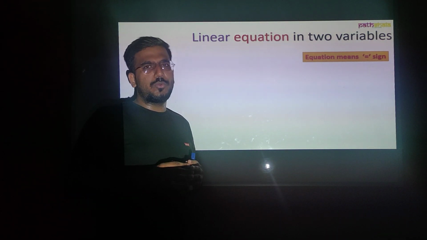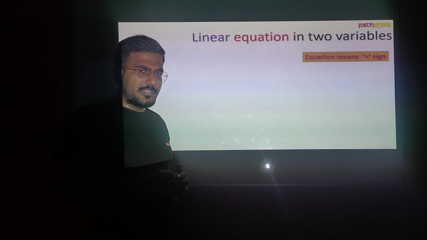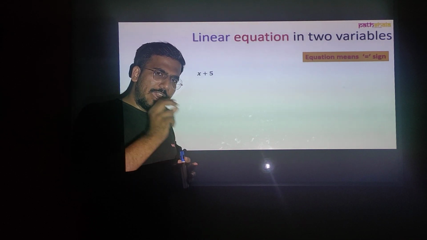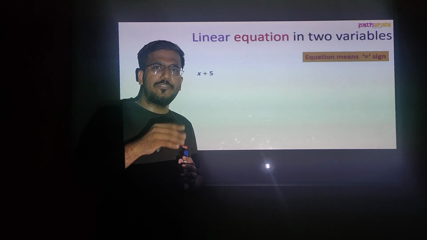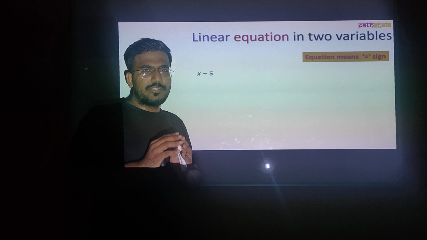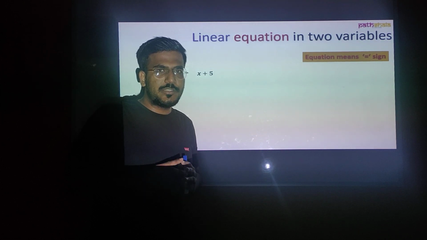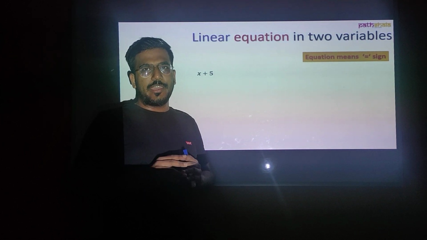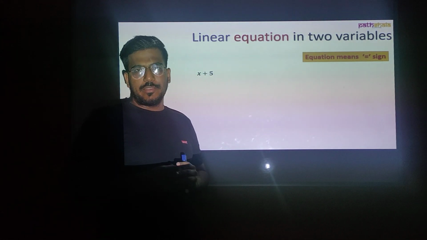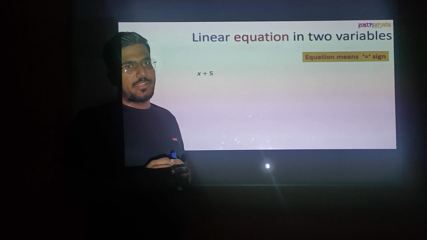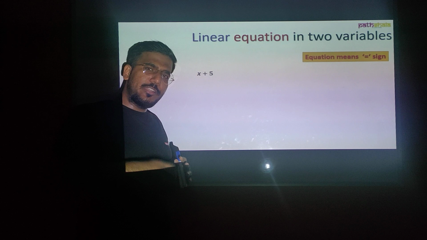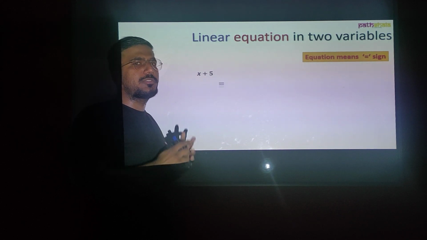Let's see some examples to understand this more clearly. Suppose we have x plus 5, in which we have a variable called x and a number, the number is 5. So x plus 5 together is called an expression. Is it an equation? Still it is not an equation. Why? Because for getting an equation, we should have an equal to sign, and till now there is no equal to sign in it. So this is called an expression. Now when will x plus 5 become an equation? When I add an equal to sign in it.